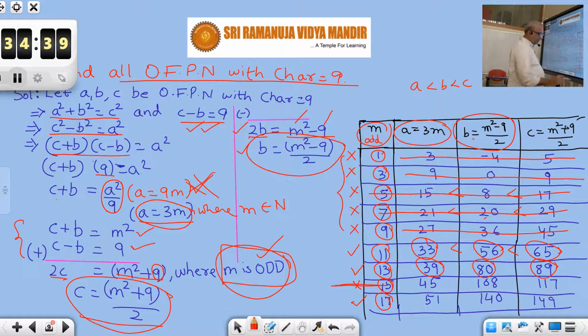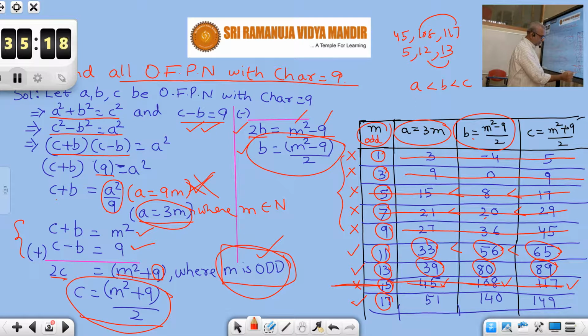15th one, you see, with m equal to 15, the numbers are 45, 108, 117. They are not allowed because 9 is a common factor. This is 9 into 5, this is 9 into 12, that is 9 into 13. That means we have taken the Pythagorean numbers 5, 12, 13 with characteristic 1. Then we have multiplied by 9, 45, 108, 117 to make the characteristic 9. But multiplying by any number, the common factor will come and it is not allowed. So these are not allowed.